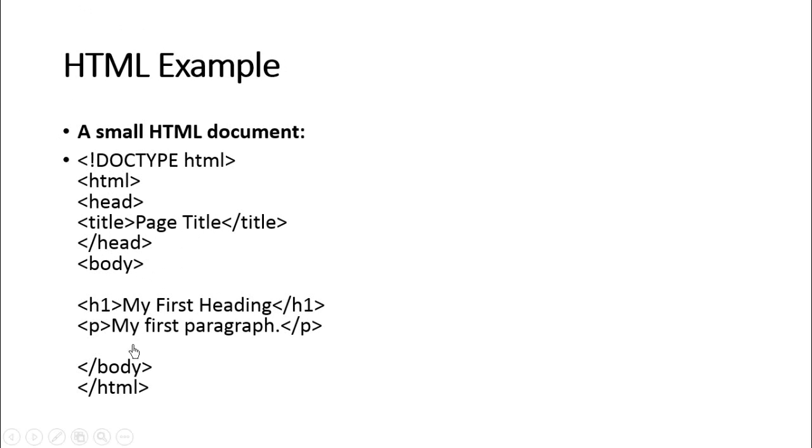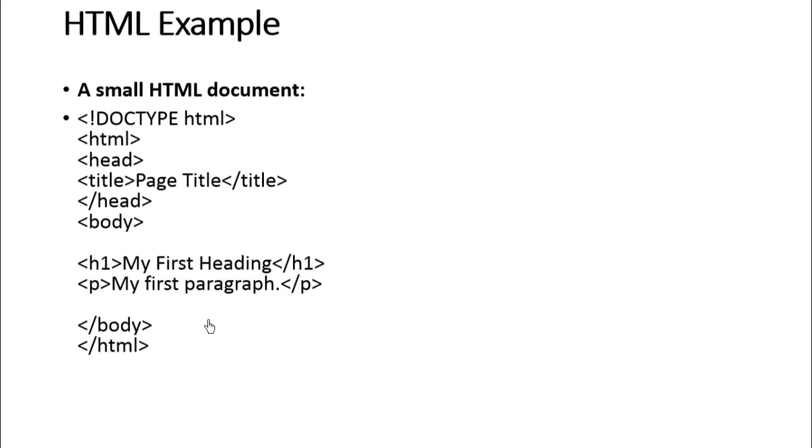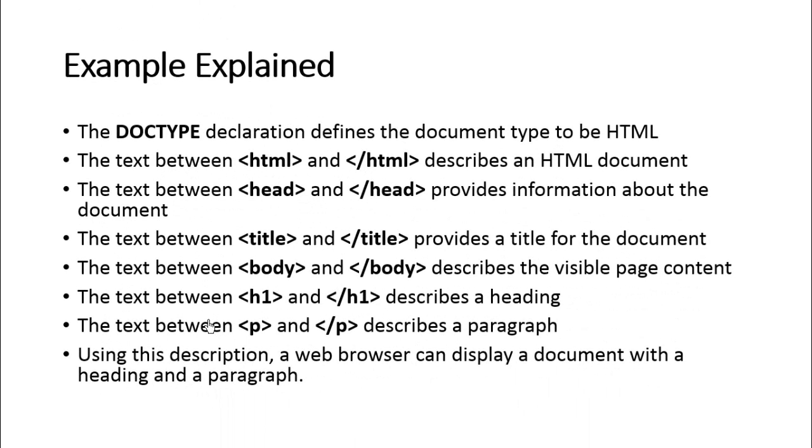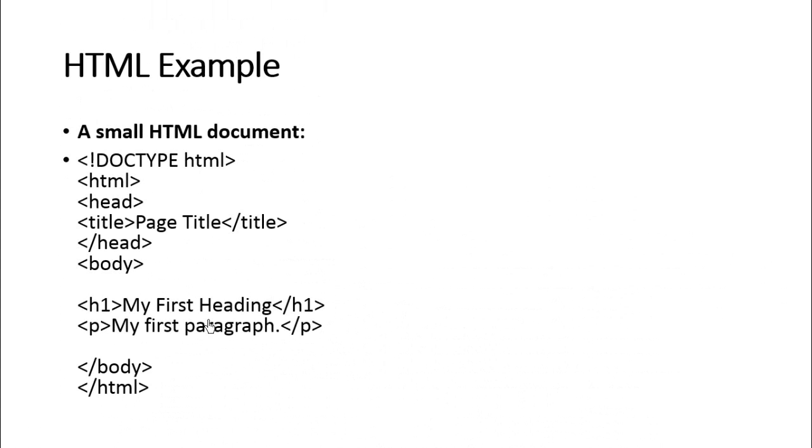The body tag here is what is shown on the screen of your browser. Anything in between the body tag is what will be shown on the screen of your browser. The h1 here is the main heading, the first heading of your web page. The p tag here, anything in between this tag is a paragraph, and the browser automatically puts it on a new line. Here's the explanation of this code.